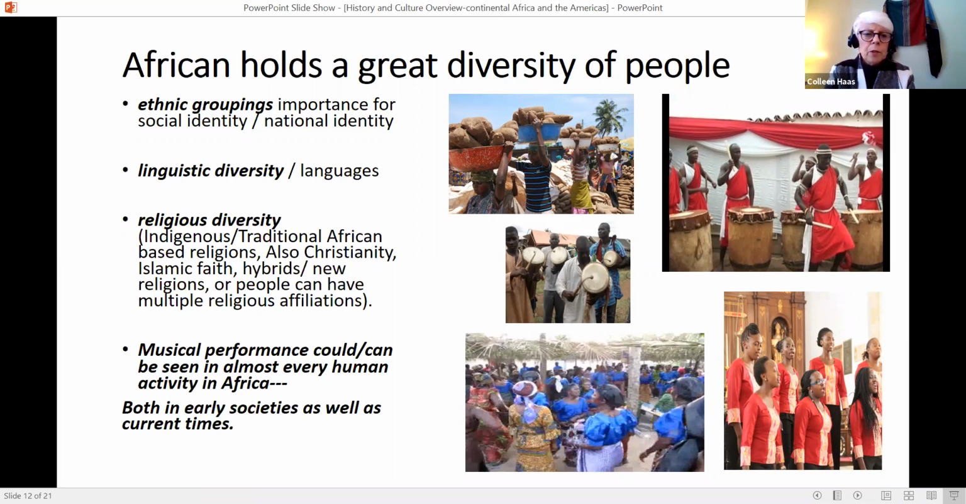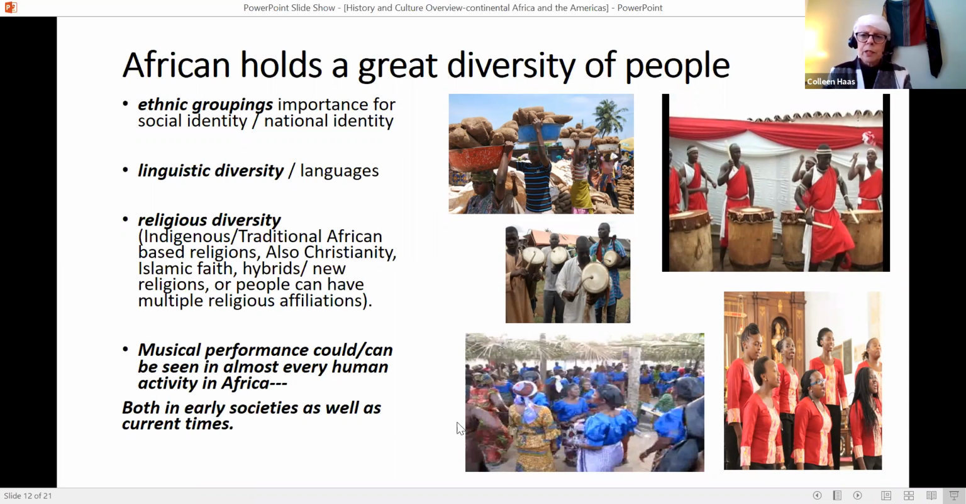And so musical performance can be seen in every human activity in Africa, from building a bridge, to baptizing a child, to celebrating a birthday, kind of similar to what we might see here, to the installation of a new leader. There are very old traditions of music, as well as popular music that might be used at a political campaign, as well as dances.